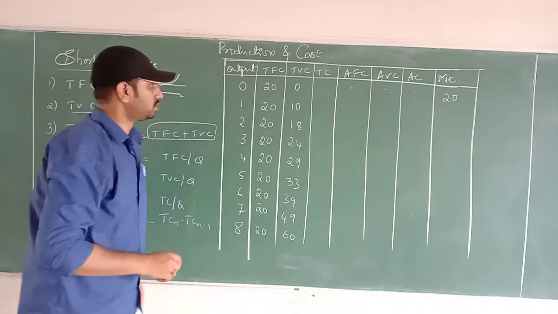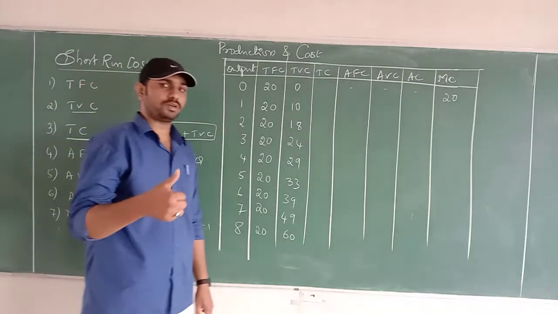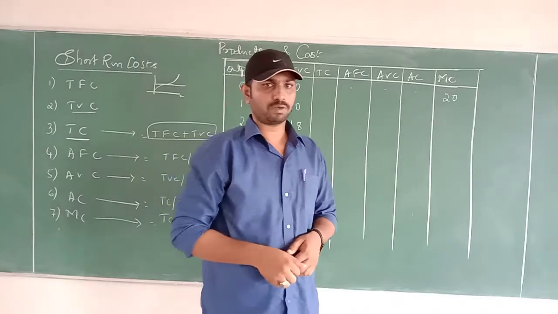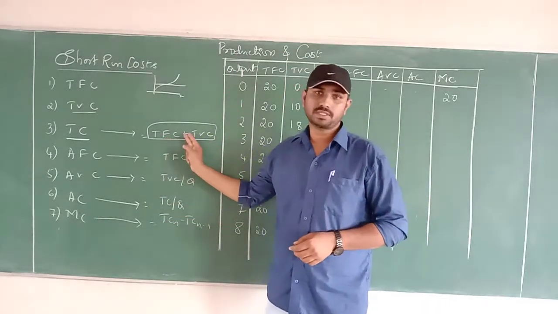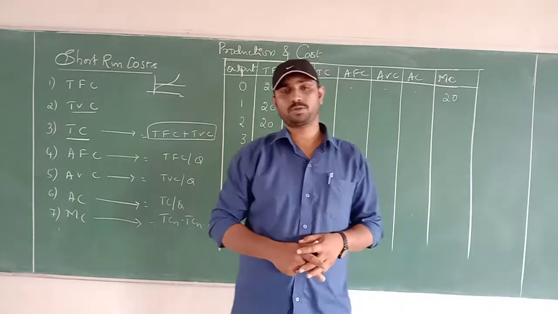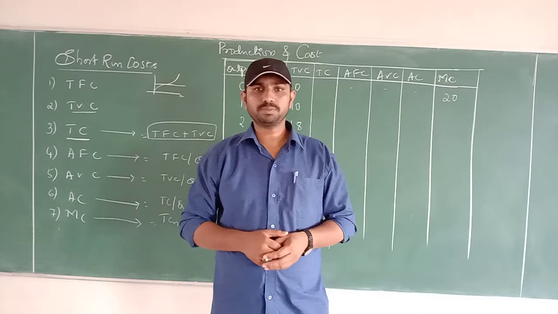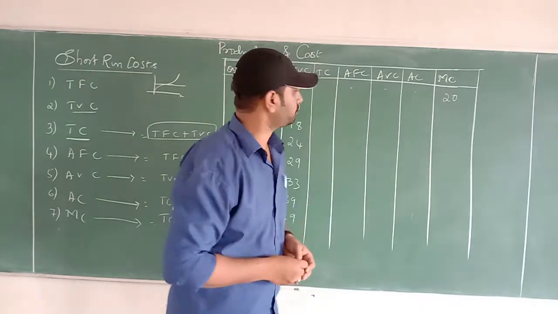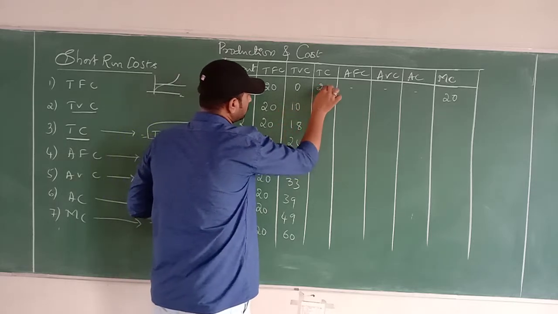Now coming to the third one, TC, the combination of fixed cost as well as variable cost. By remembering the formula TC equals TFC plus TVC, you can easily calculate the total cost of production of all the units using all factors of production. Here, at zero output the TC will be 20 only.